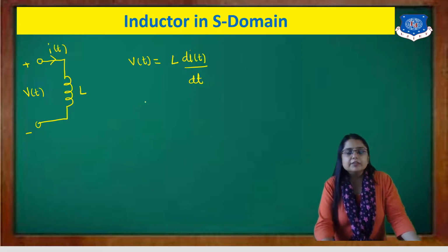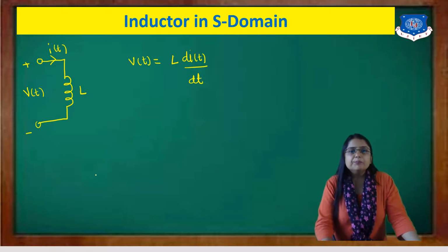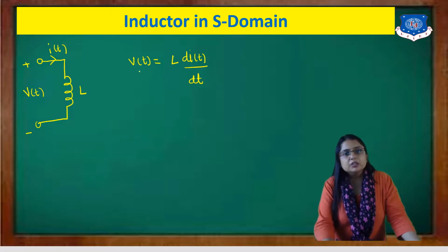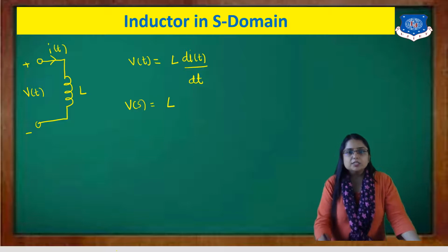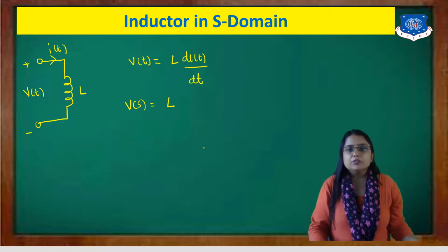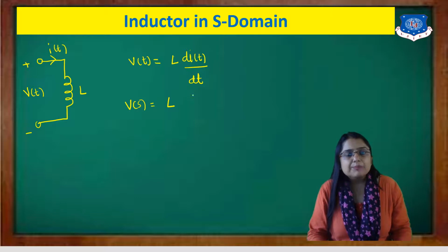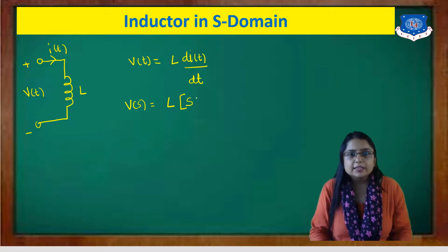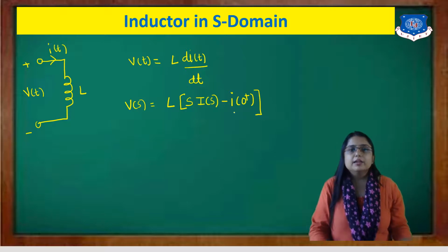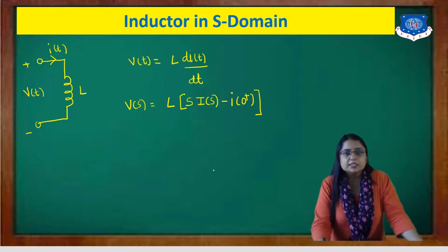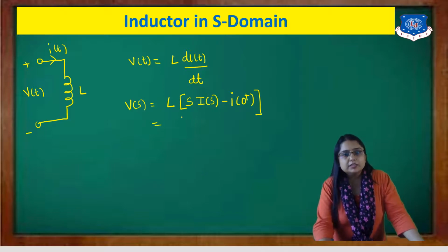Now convert this equation into the Laplace or S domain. So V of t will become V of S. L is constant. Now you just recall the formula for the Laplace of differentiation. That is S into I of S minus I0 plus. Right, this I0 plus is the initial condition. Now just open this bracket.